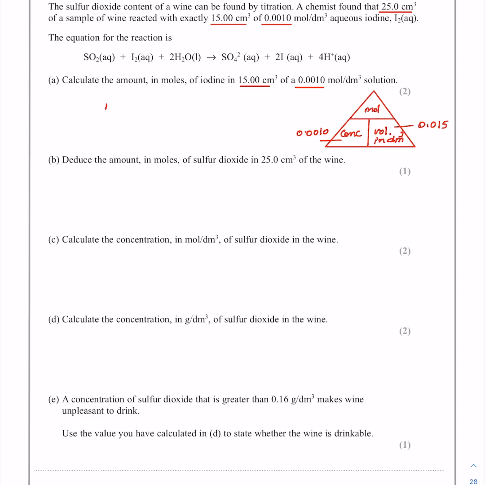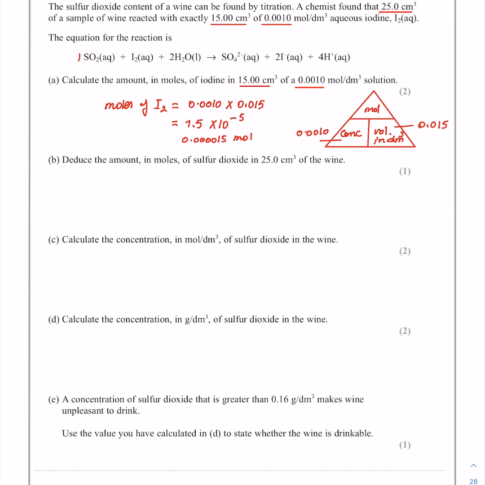So here the moles of iodine is equal to 0.0010 by 15 over 1000, which is 0.015. That gives us 1.5 times 10 power negative 5, which is 0.00015 moles. B. Deduce the amount of moles of sulfur dioxide.